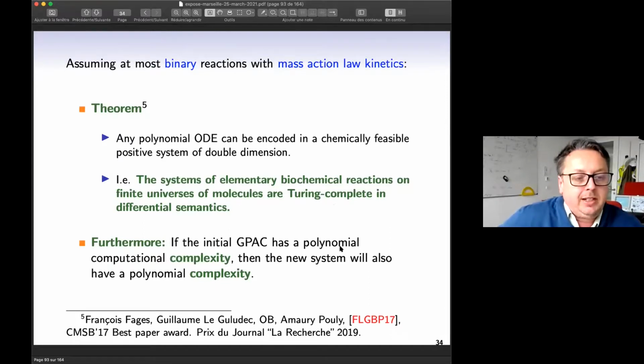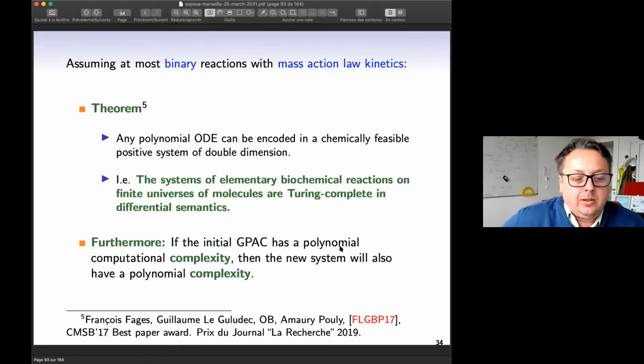So what we proved technically was that any polynomial ordinary differential equation can be encoded in a chemically feasible positive systems of double dimension. So in short, elementary biochemical reaction using a finite universe of molecules, proteins, is Turing complete for the differential semantics. So it's computability, and we even go to complexity and proved that the complexity is preserved. So the length of the curve is preserved. If it is polynomial in one model, then it is polynomial in the other.